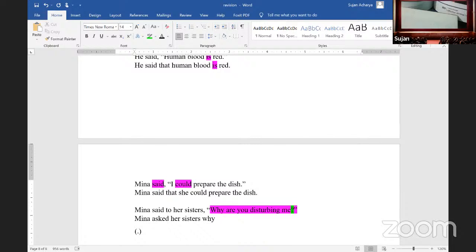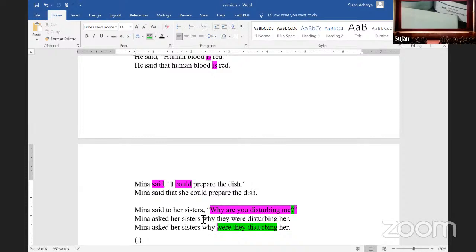Meena asked her sisters why they were disturbing her. If you write, why were they disturbing her, Meena asked her sisters why were they disturbing her, full stop, this is wrong. Why is it wrong? Why were they disturbing? Why were they eating? Why were they playing? This is a question sentence.